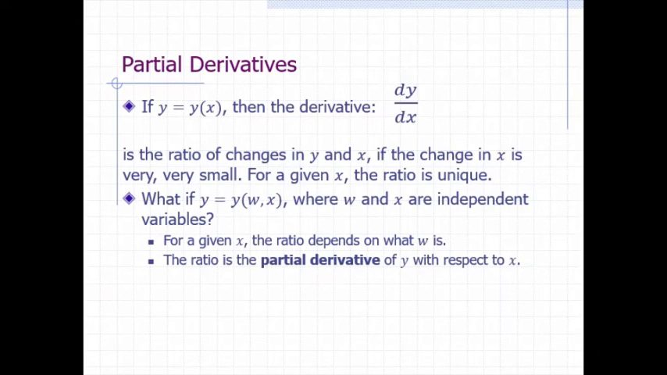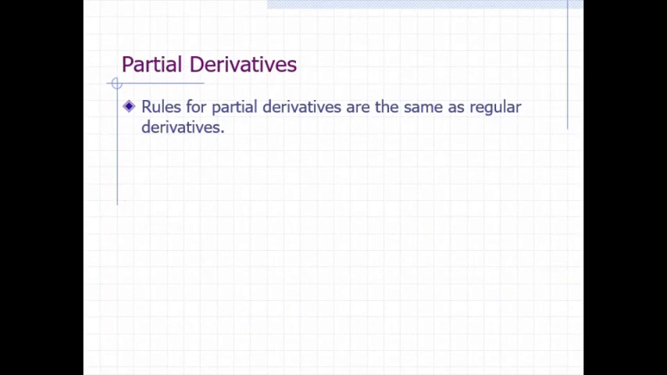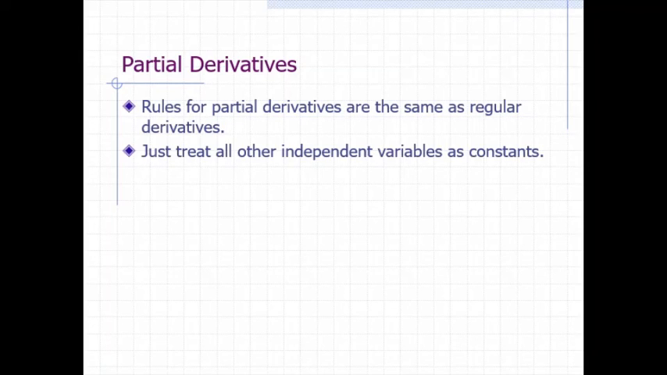We call it a partial derivative of y with respect to x, and instead of using the letter d, we use this symbol instead. This is called the partial symbol. And the partial derivative of y with respect to x is written like this. Note that the partial symbol looks like the lowercase Greek letter delta, but it's not the same. So don't use lowercase delta when writing partial derivatives. The rules for taking partial derivatives are the same as the rules for regular derivatives. We just need to treat all the other independent variables as constants.